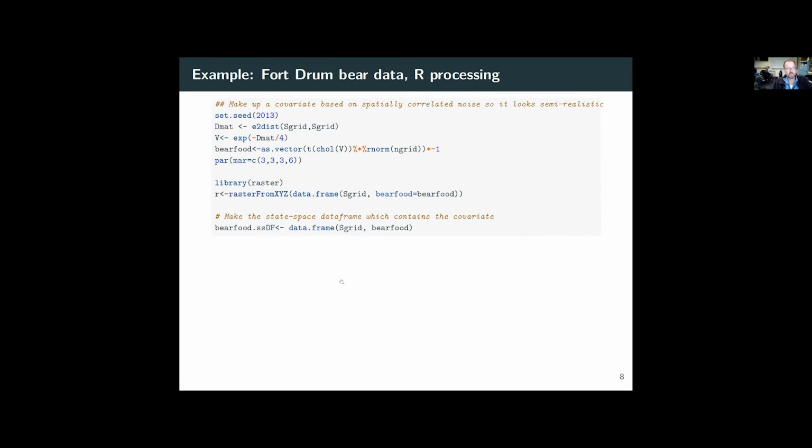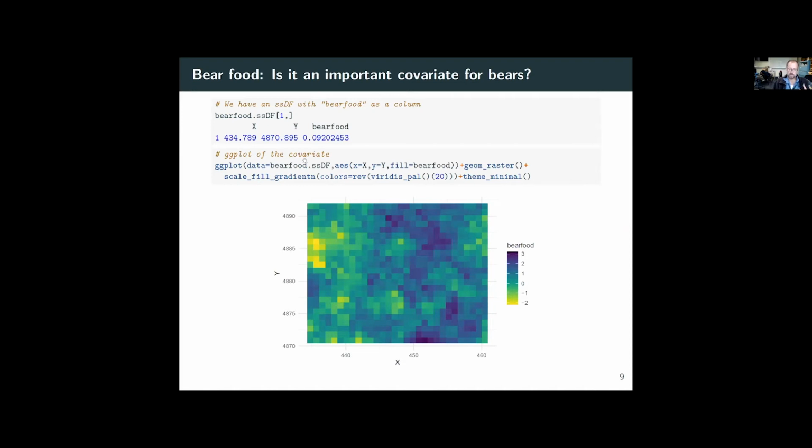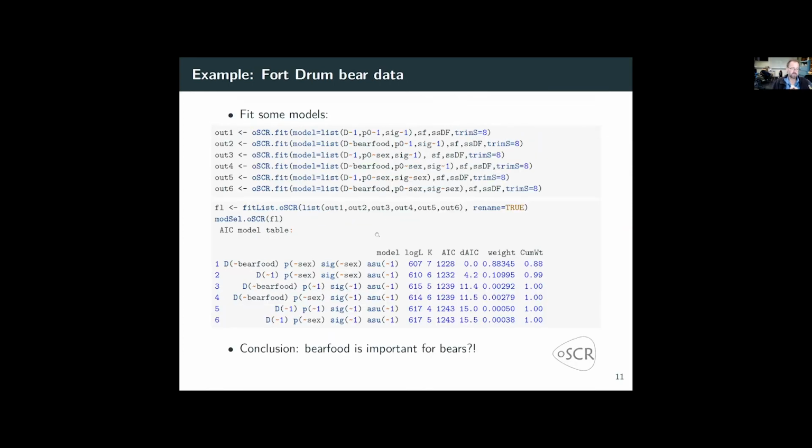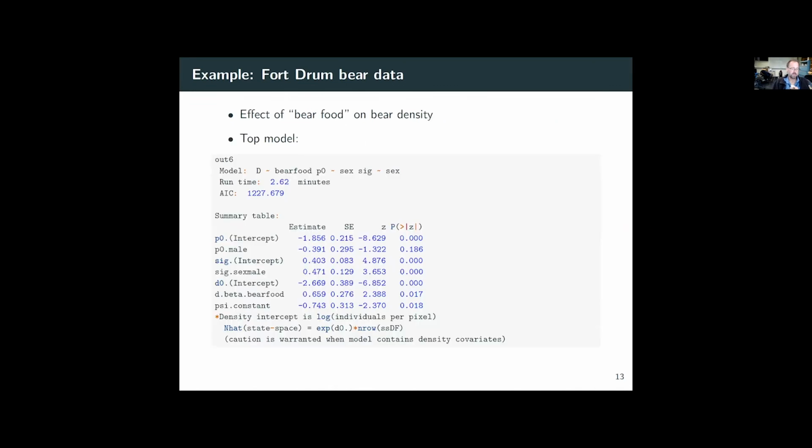So you see, I set the random number seed up here. This is a random number seed that produces a bear food covariate that's important, so that you would think this might be one that you collect in a study that you're doing of bears or whatever your species is. So that's the story behind the bear food covariate. We didn't have a covariate for the Fort Drum study, so we had to invent one.